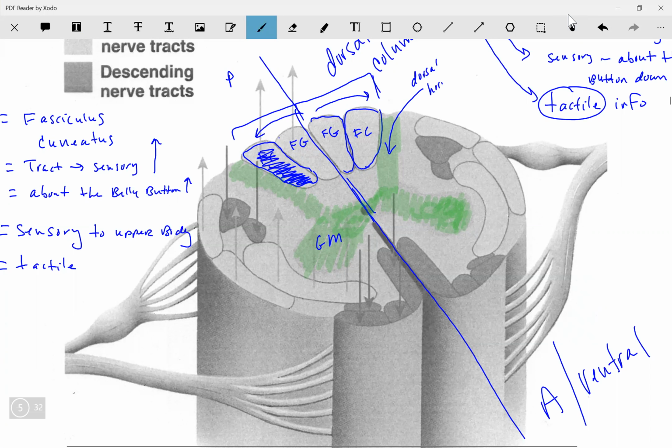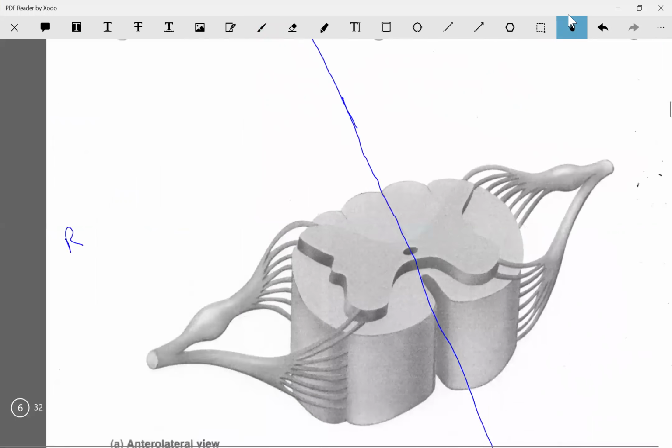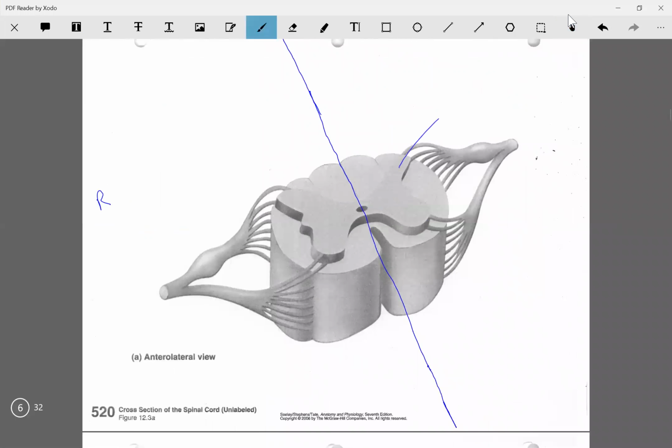dorsal horn, specifically on the left. So that's the left dorsal horn. Let me go back down to this one since this is less busy. If that's the left dorsal horn, that makes this one the right dorsal horn.